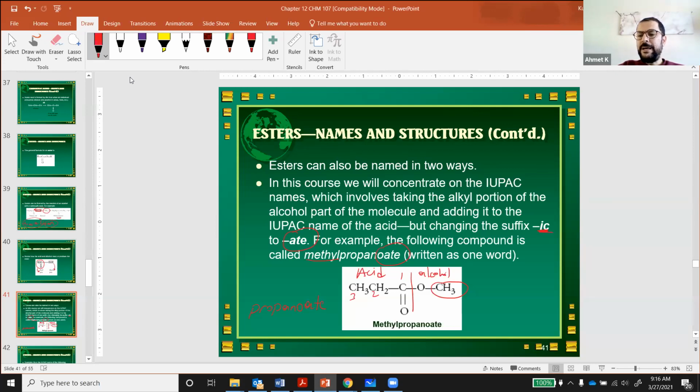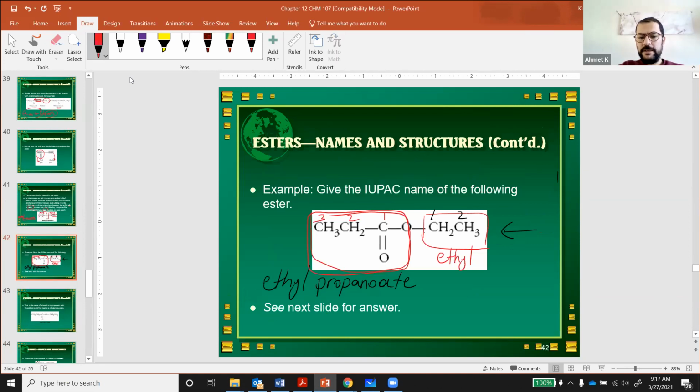It seems a little complicated, but it's not. Once we do a couple of questions, you're going to see. So you add the methyl in front, and it's going to be methyl propanoate. Make sense? Okay. So let's do an example. I think it's going to make more sense. So how would you name this?